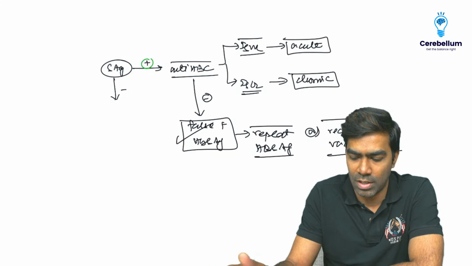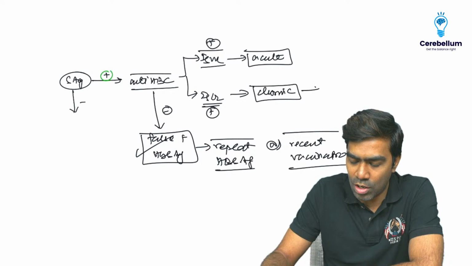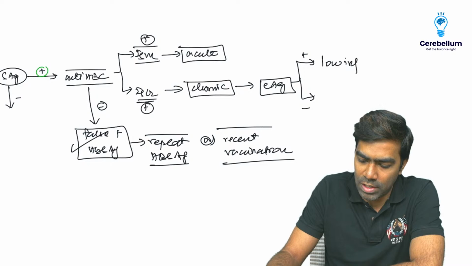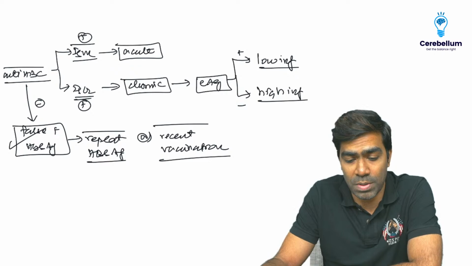But if anti-HBC is positive, and if it's IgM positive or IgG positive, you can diagnose whether it's an acute infection or a chronic infection. In chronic infection, the most important step is to look at the E antigen. I think everyone of you will know. So E antigen positive, E antigen negative. E antigen positive means high infectivity. E antigen negative means low infectivity. That's all. And this is important for the community, because most of the people who are chronically infected are going to transmit the infection in the community.